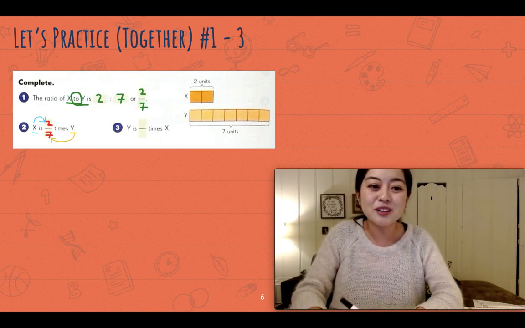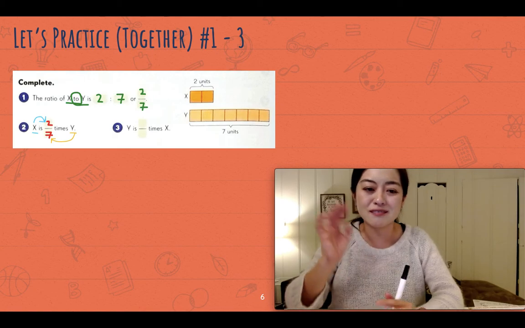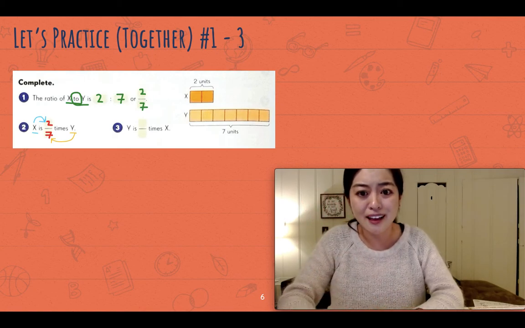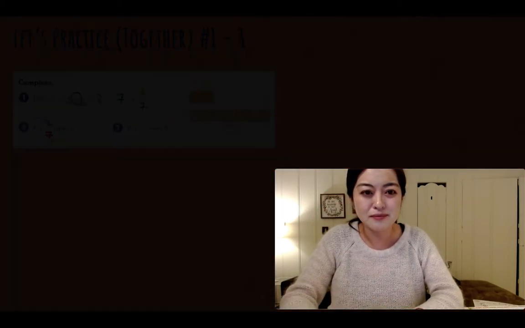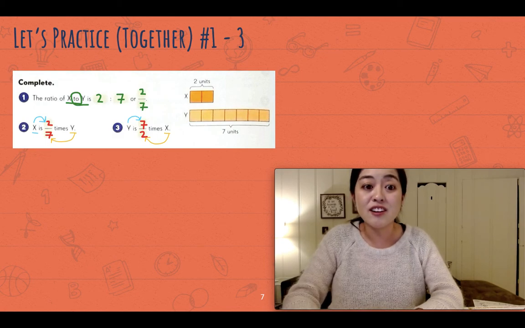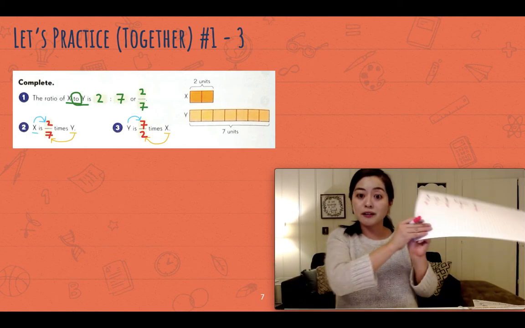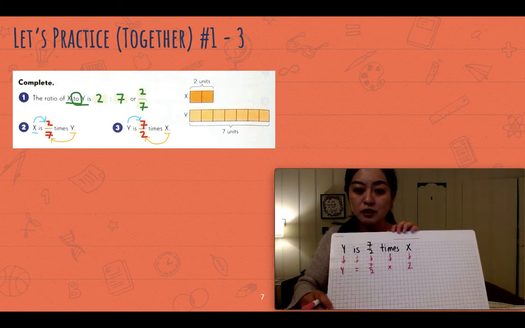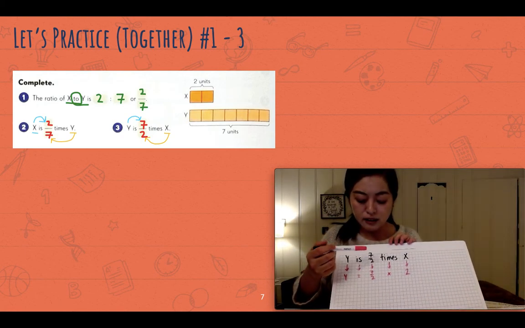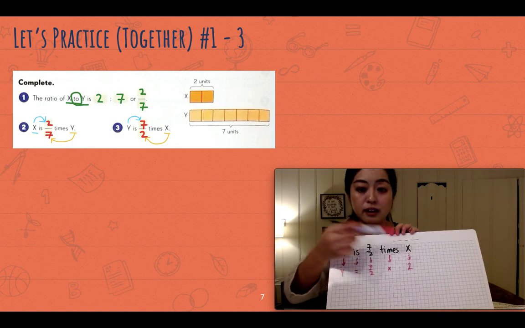All right, so for number 3, y is what fraction times x? And it's 7 halves times x. And again, if you want to work it out, we can just do one more to figure out what this means. So y is 7 halves times x.